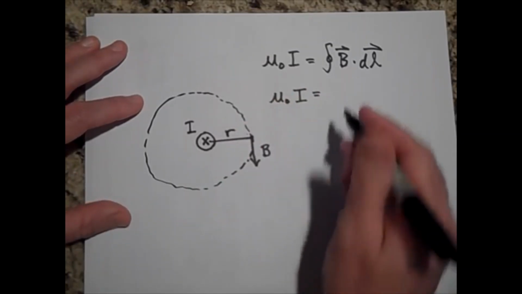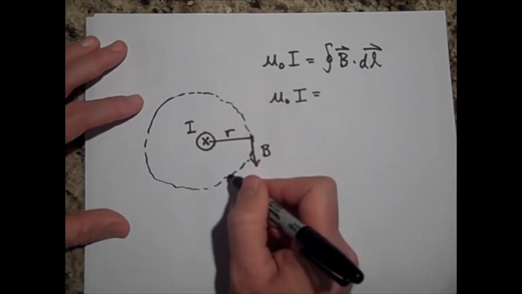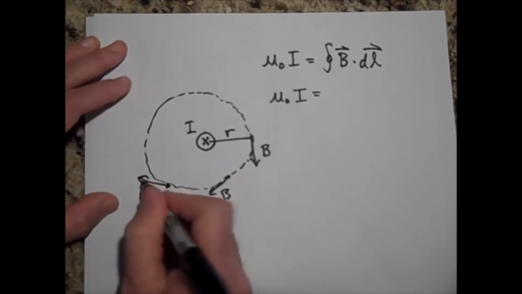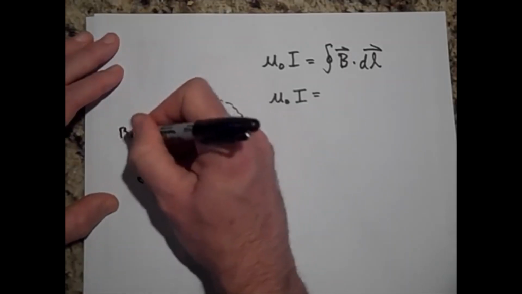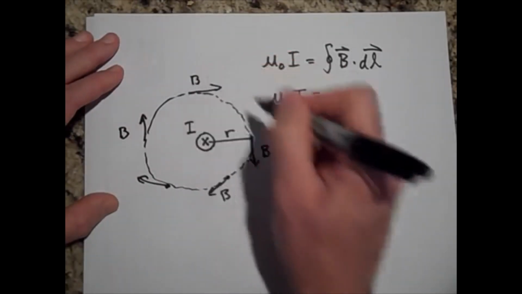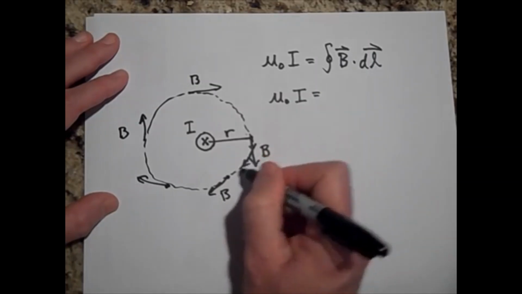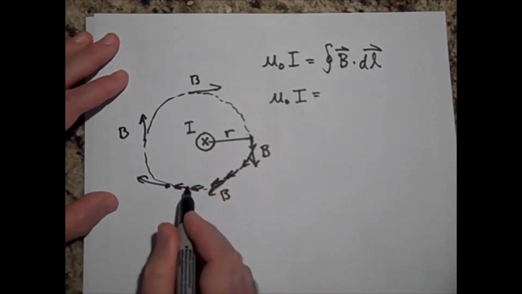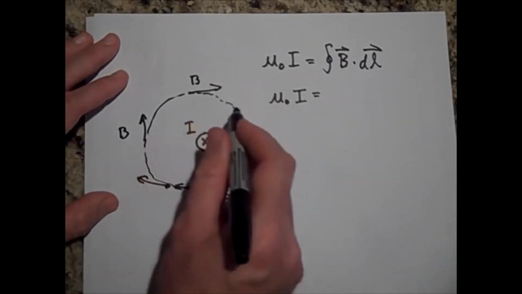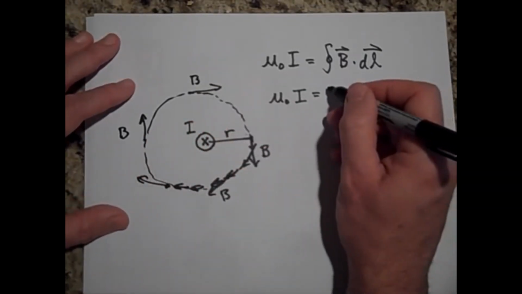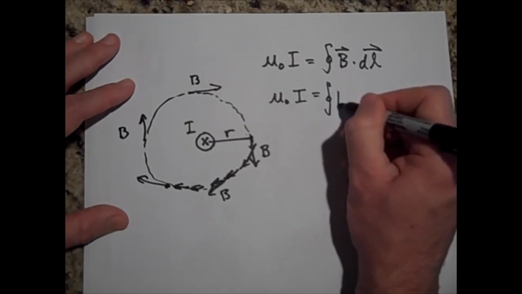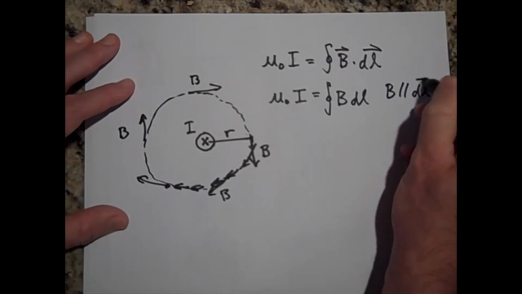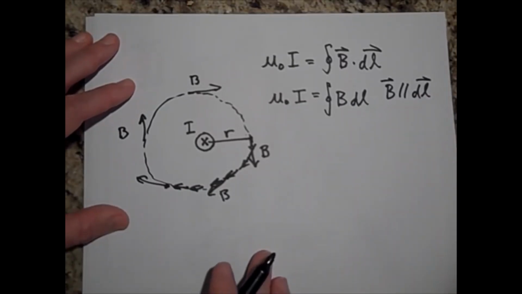And that's equal to, now I'm going to get rid of the dot product because for every point on here, B is this way, B is this way, B is this way. The dLs are always parallel to them. These little dLs, these infinitesimally small dLs, make up the Amperian loop. So I'm going to get rid of the dot product because B is parallel to dL at every point on the Amperian loop.